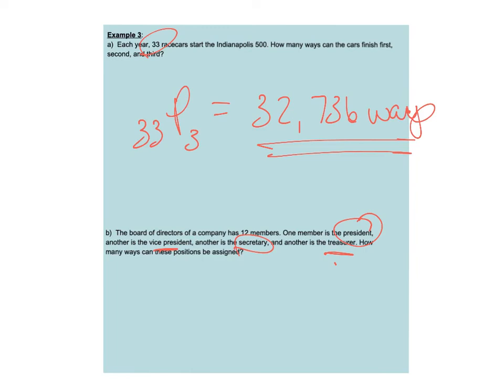Okay. But we have 12 members on the board of directors. And we need a 4-person committee where order is going to matter because we are actually assigning them a specific role. So when we do that in our calculator, we get 11,880 ways that can happen.